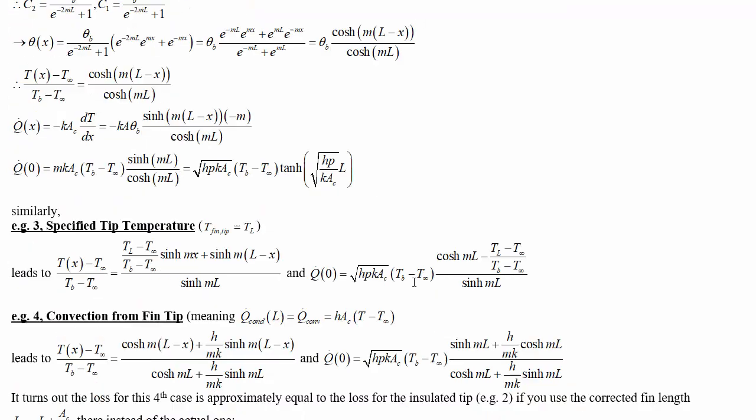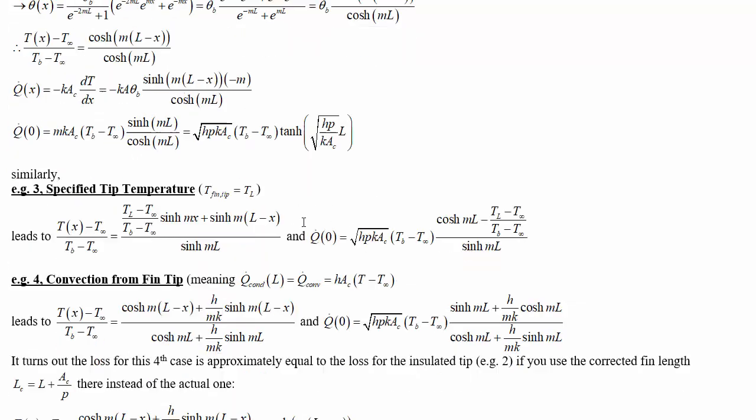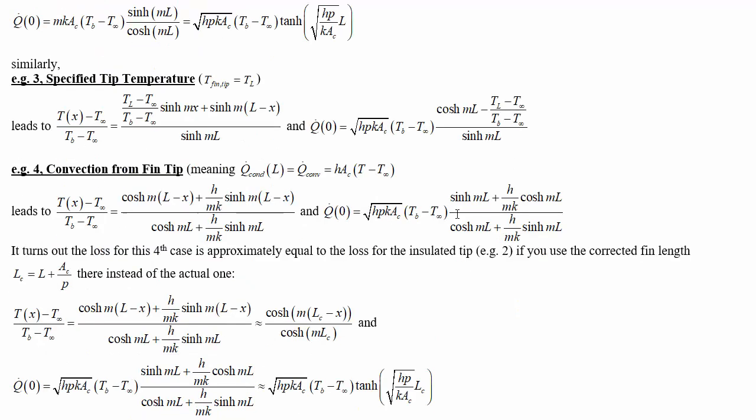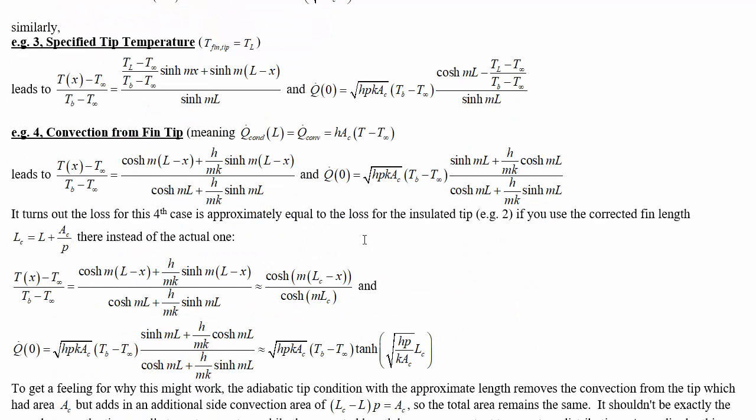All right, so moving on to the last two conditions, we have a boundary condition of a specified fin tip temperature, which would lead to this temperature distribution and this total heat dissipation, a little bit more complicated than the adiabatic tip. And finally, convection from the fin tip, which is probably the most realistic case, leads to this quite complicated temperature distribution and quite complicated total heat dissipation.